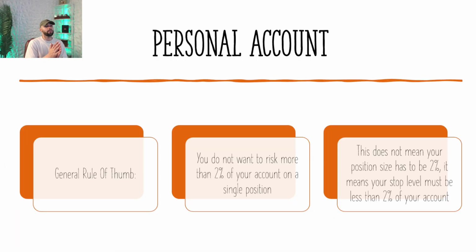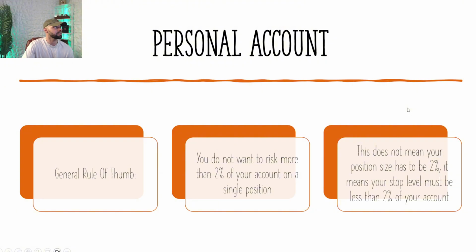This is a general rule of thumb. We'll get more in depth about risk management at the end of this video, but if you're in a personal account, don't risk more than 2% of your account in a single position. That does not mean your position size has to be 2%. It just means your stop loss level must be less than 2% of your account, right? So this is mostly to do with options, but let's say you have a $100 account, right, you want to risk $2 per position, or a $10,000 account, you want to risk $200 per position. So that's it. Very, very simple general rule of thumb.